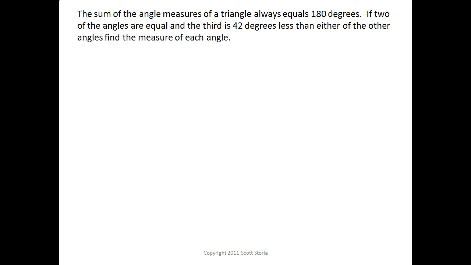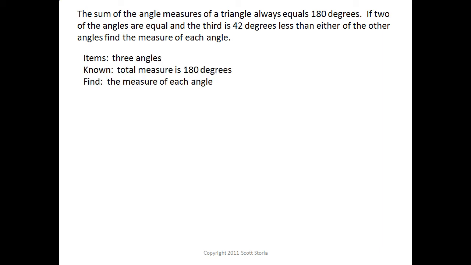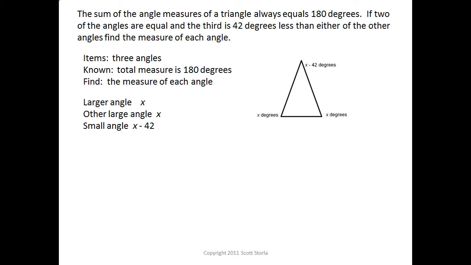Here's a problem that involves a triangle. Well, the items are the measure of the three angles, and we know the total measure is 180 degrees, and we're supposed to find the measure of each of the three angles. For something like this, I like drawing a picture. I know that the larger angle is going to be x, and I have two of those that are the same. And then the small angle is going to be 42 degrees smaller.